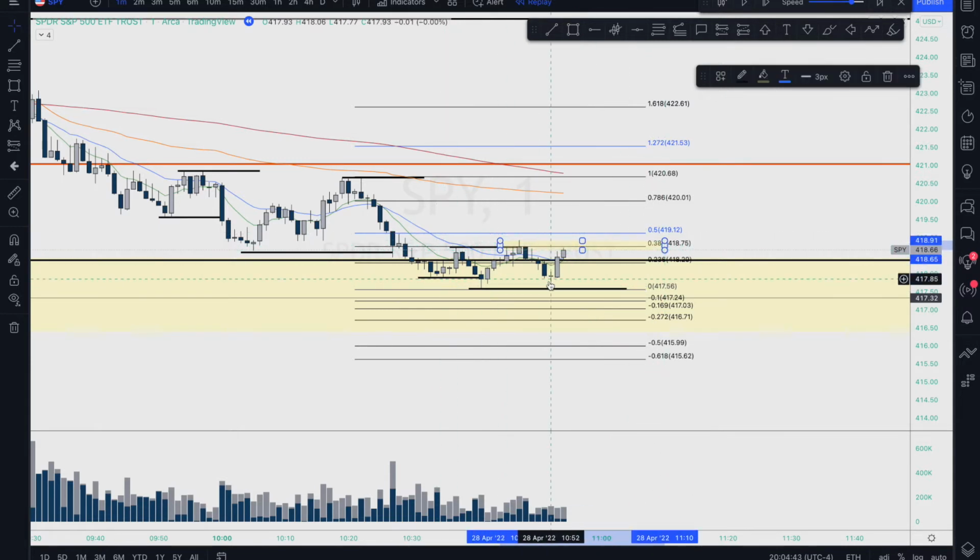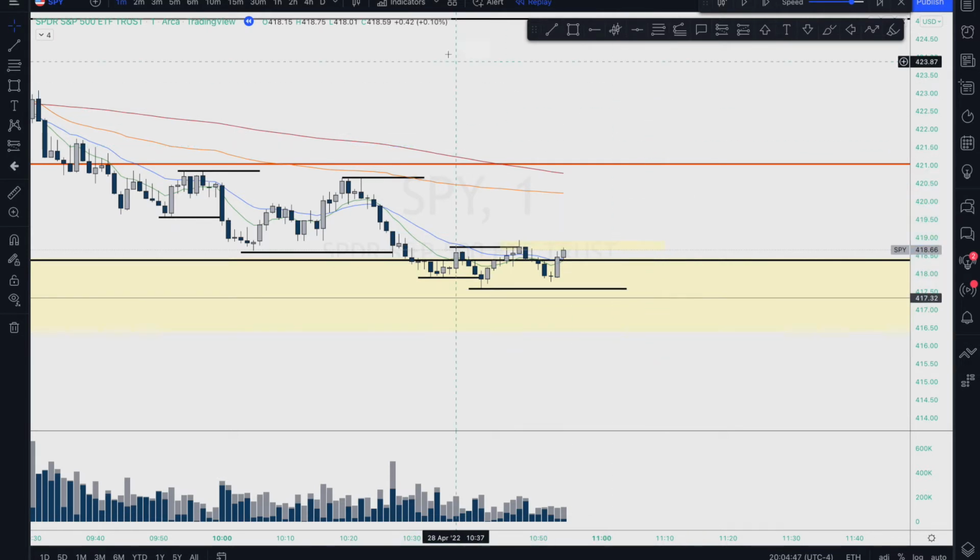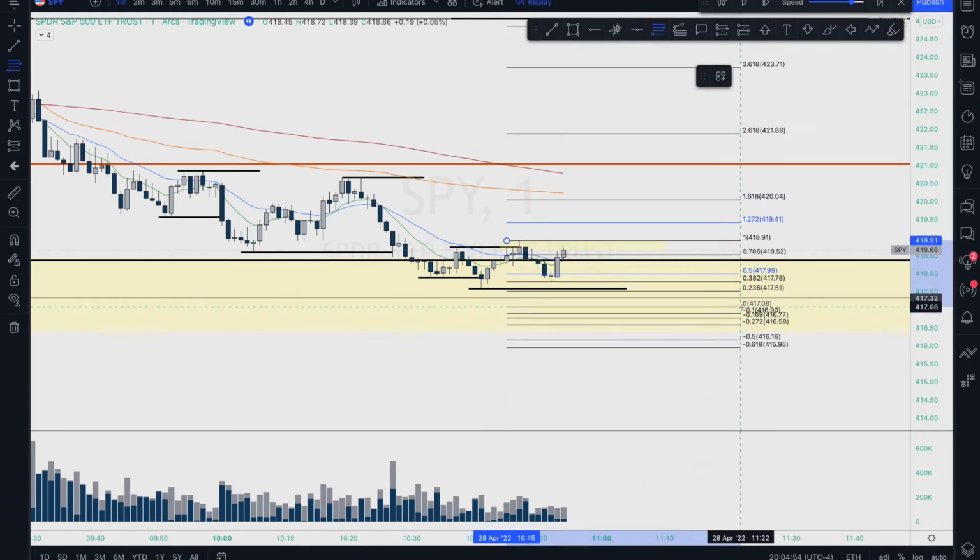You could have got in on the double bottom 1 minute chart, or you could draw a fib on the shorter trade, right? So here's your high right here. Here's your low.